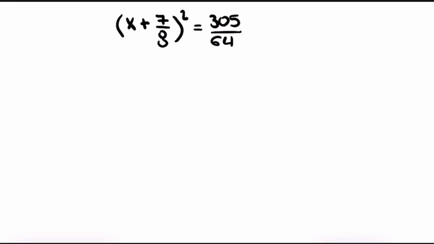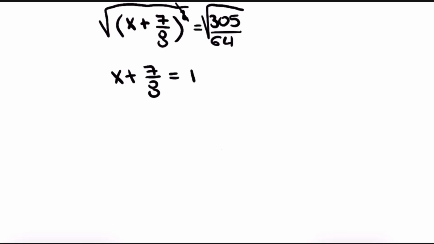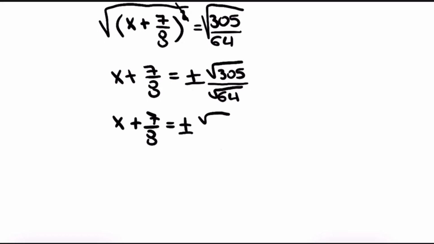Alright, now that I cleaned out everything, we're going to continue on. So now it's time to take the square root of both sides. Remember, when we take the square root, we need to consider both the positive and the negative roots. So we're going to square root this side, square root this side. Now mind you, this will remove the square. So we'll be given x plus 7 over 8 equals plus or minus the square root of 305 over the square root of 64. Now we want to simplify this. So we already know that the square root of 64 will give us 8. So our new equation would be this.